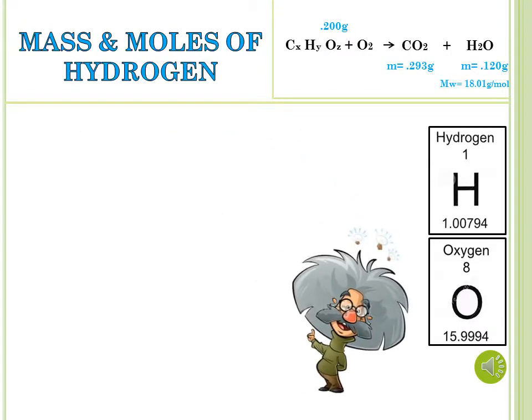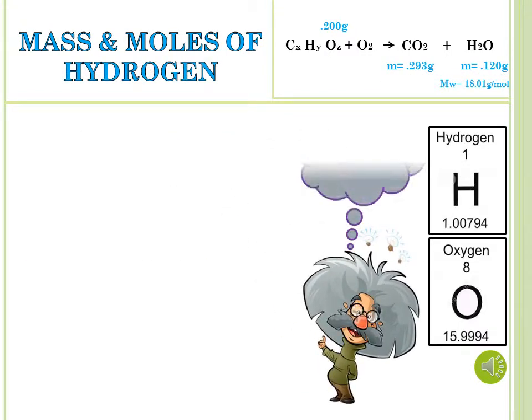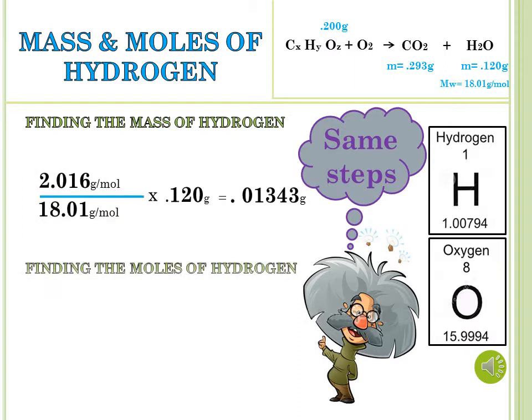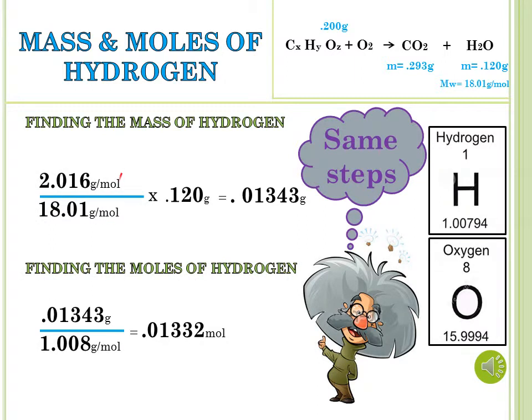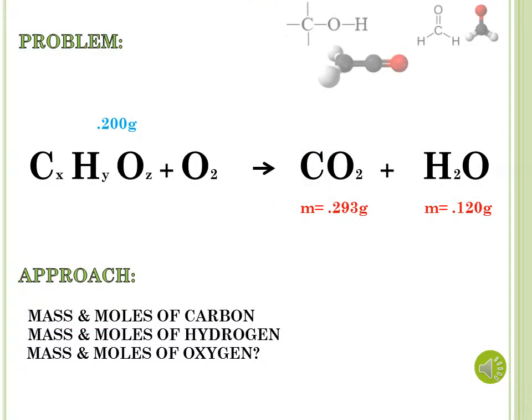To find the mass and moles of hydrogen, we need to follow exactly the same steps that we previously did to find the mass and moles of carbon. We already found the mass and moles of carbon and hydrogen. Now we need to find the mass and moles of oxygen.